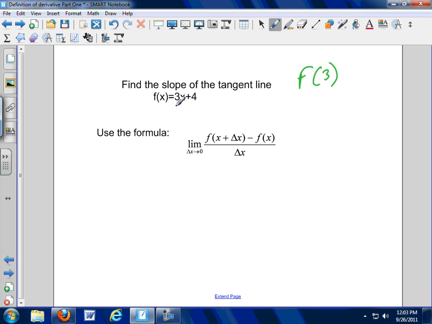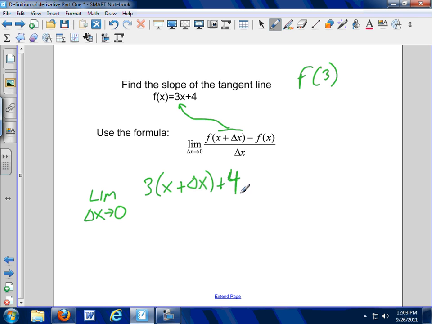Put x plus delta x in wherever x was. So to rewrite this, is it okay if I use green, or is it better color? That's fine. So the f of x plus delta x is 3 times x plus delta x. I took x plus delta x and put it right there where x is.